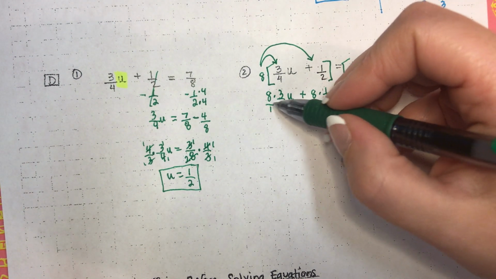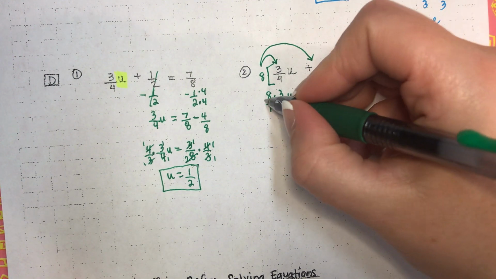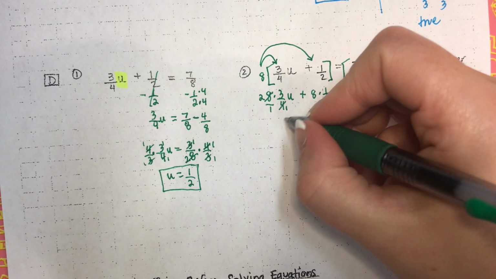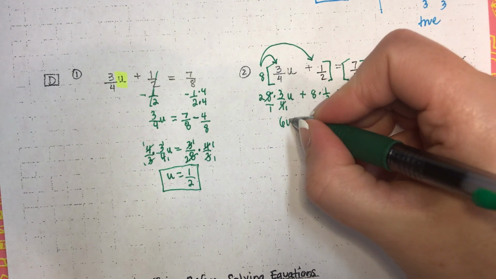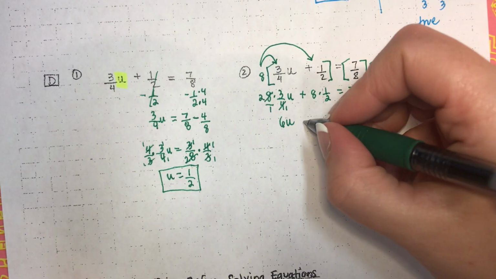Is there a common factor between 4 and 8? Yes, 4. 4 goes into 4 one time, 4 goes into 8 two times, and then we multiply across. 2 times 3 is 6, 6u. And then 1 times 1 is just 1, so we can just leave it as 6u.